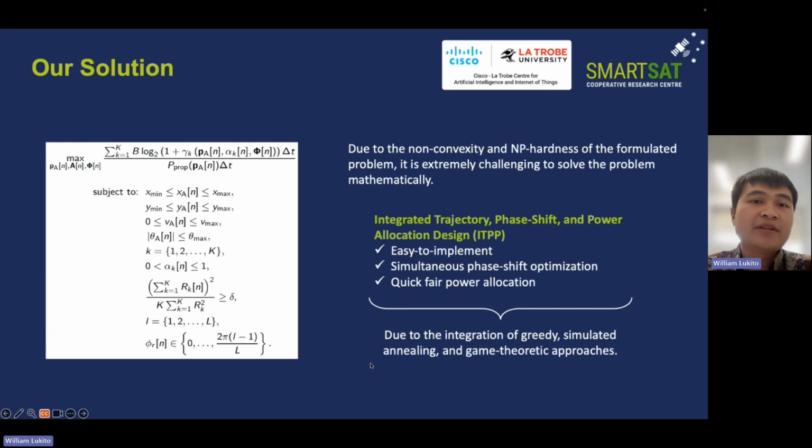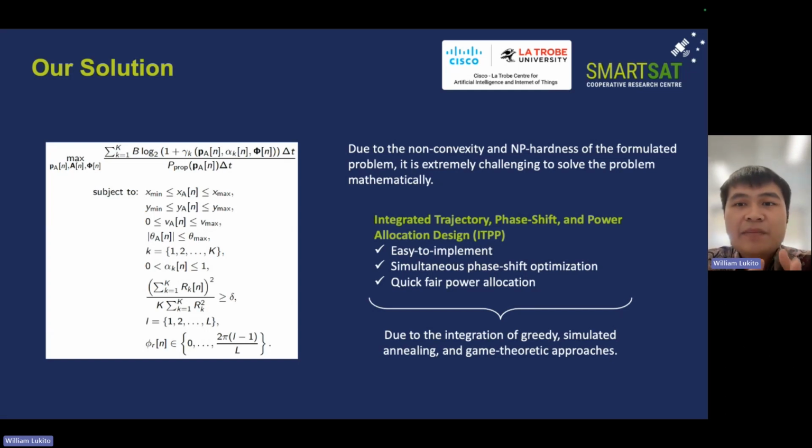So the formulated problem is non-convex and NP-hard. Therefore, it is extremely challenging to solve this problem mathematically or directly. It is really hard. Therefore, we propose an iterative algorithm called ITPP, which is Integrated Trajectory, Phase, and Power Allocation Design, to solve this problem.